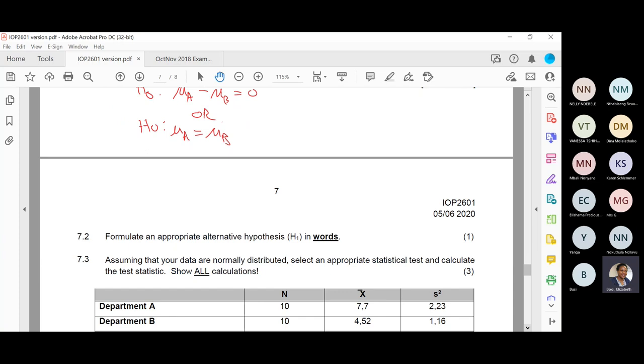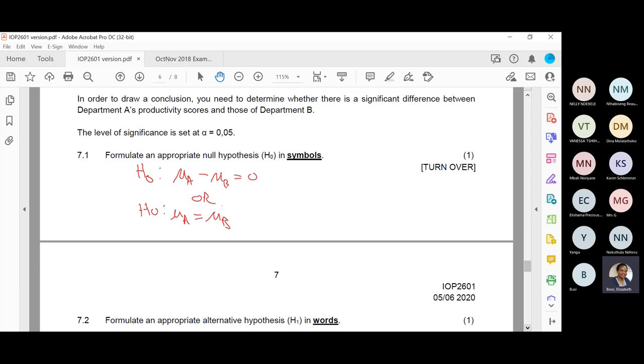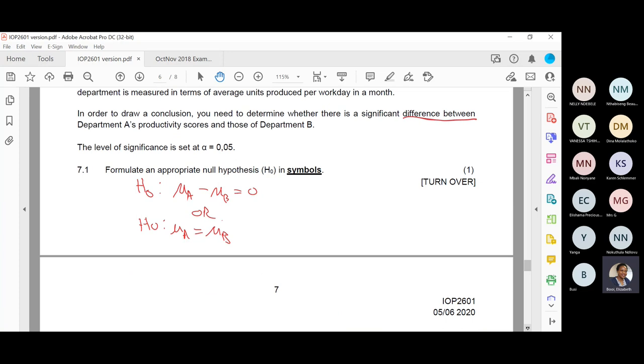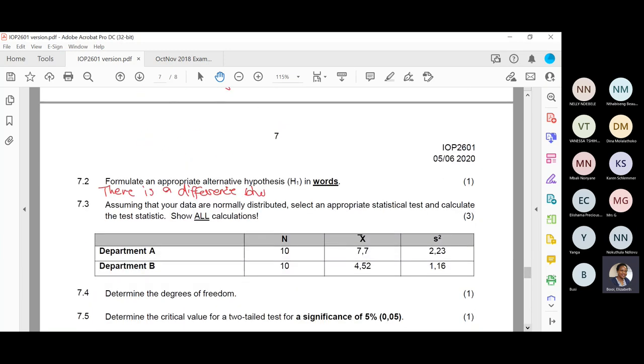So now, what will be the alternative hypothesis? Based on that, we know that we're doing a non-directional test. So what would you say? There is a difference between, and you just repeat the same statement. There is a difference between department A productivity score and those of department B. That's how you will state it. Don't state the significant, just the difference between, because you haven't proven anything to be significant.